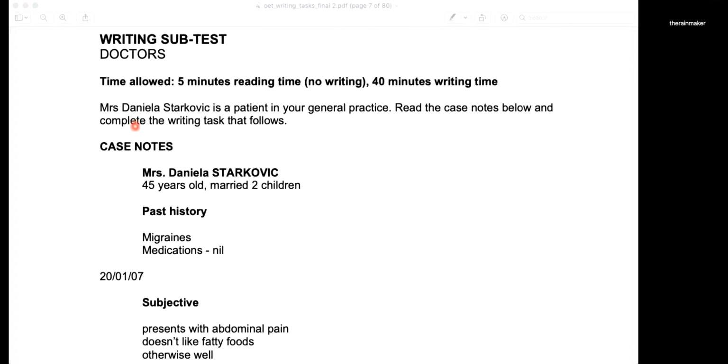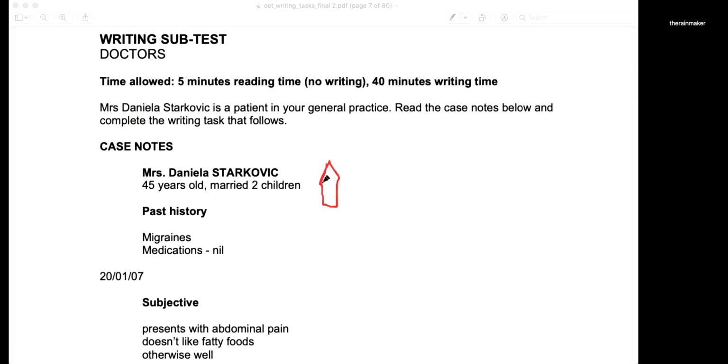Mrs. Daniela Starkovich is a patient in your general practice. That means you're a GP. You must also understand one fact that in England and in Australia, where this test comes from, people, citizens in the community first go to their community health center, and there will be a GP who will be attending the patient. And if the GP deems appropriate for the referral, then only the referral is made. Otherwise, the GP treats the patient. You understand?